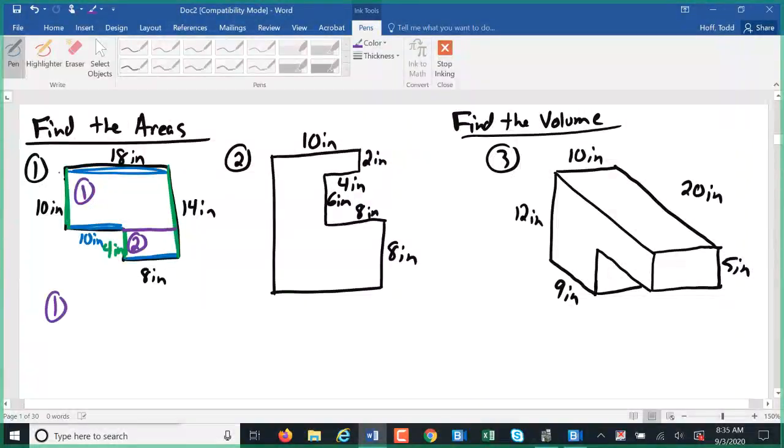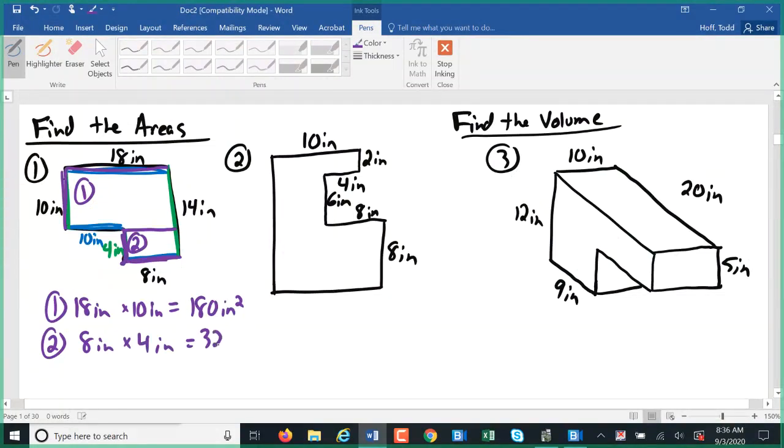Rectangle 1 is 10 by 18 or 18 by 10, however you want to view it. 18 inches times 10 inches is 180 inches squared. And rectangle 2 is 8 by 4. So 180 plus the 32 adds up to 212 square inches of area.